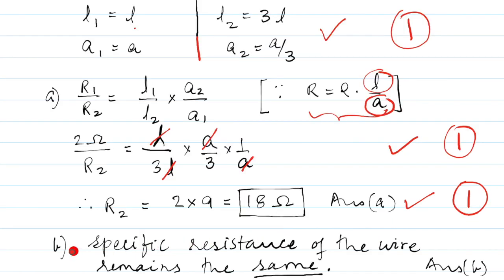Okay. The B part, the specific resistance of the wire, what happens to it? It will remain the same because it's the resistance of the unit length. Whether you stretch it or whatever, the unit length and unit area of cross section, resistance of that remains the same. So that would be for 1 mark.